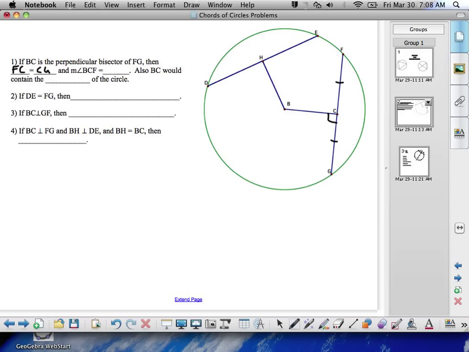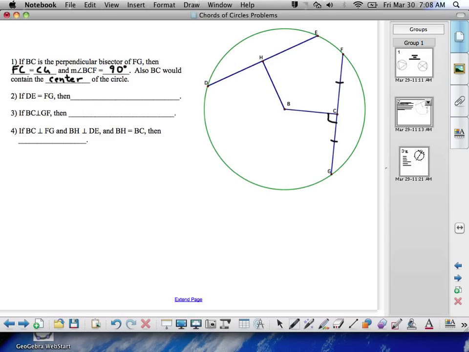Well, it's a perpendicular bisector, so it's perpendicular, and it would be 90 degrees. Also, BC would contain the blank of the circle. Well, that was one of our theorems in the previous video that would prove this. It would be the center of the circle.